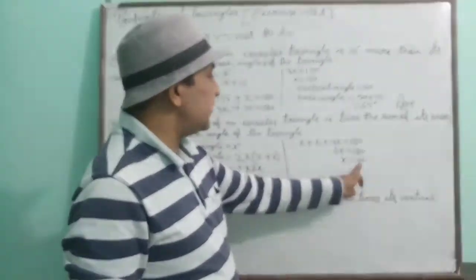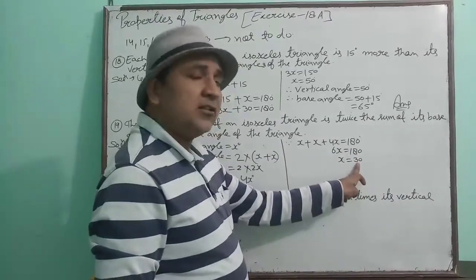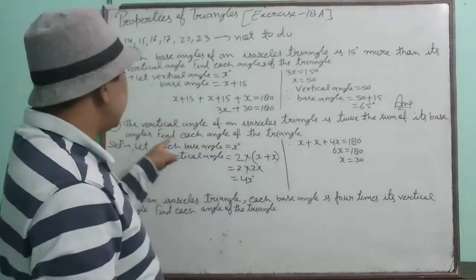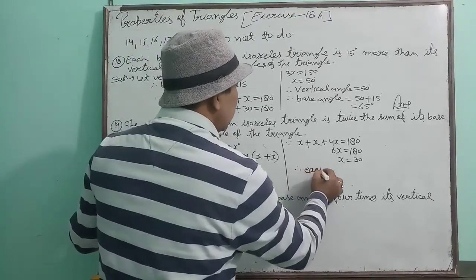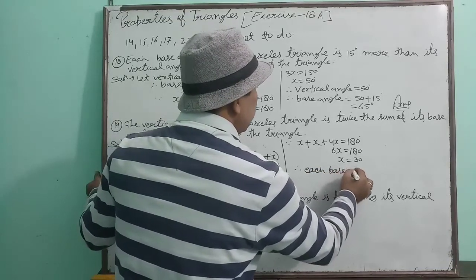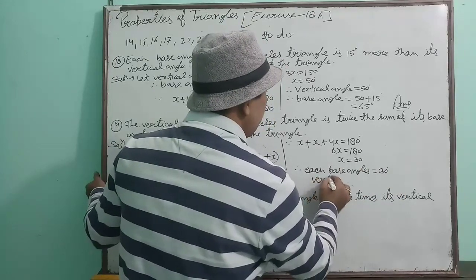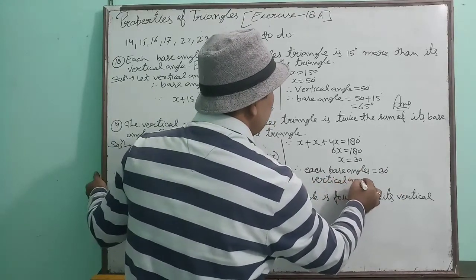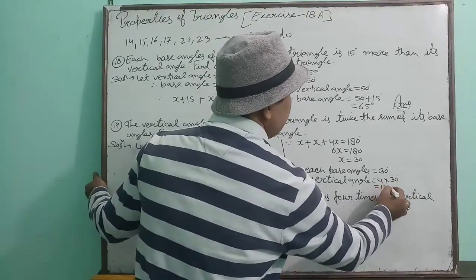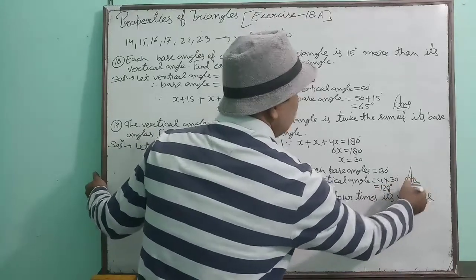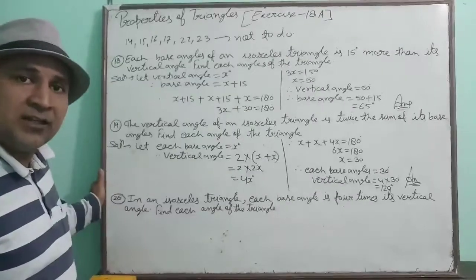6 dividing 18 by 3 times, 6 dividing 0 by 0 times. That means 6 dividing 180 by 30 times. x is 30 means each base angle is 30 degree. And what will be the vertical angle? Vertical angle is 4x, means 4 into 30, that is 120 degree. Base angle is 30 degree each and vertical angle is 120 degree.